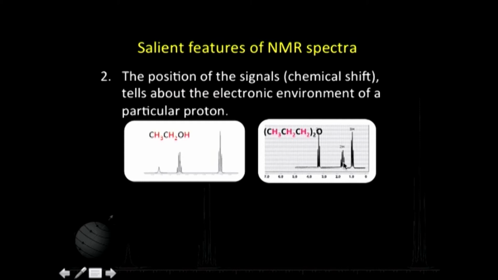In this case, again I am getting 3 signals indicative of 3 types of protons, and also the location of these signals. You find that this CH2 will come downfield over here, because it is attached directly to an oxygen atom. This methylene will come at this position, whereas the terminal methyl will come at the highest field. So, essentially this indicates the electronic environment.